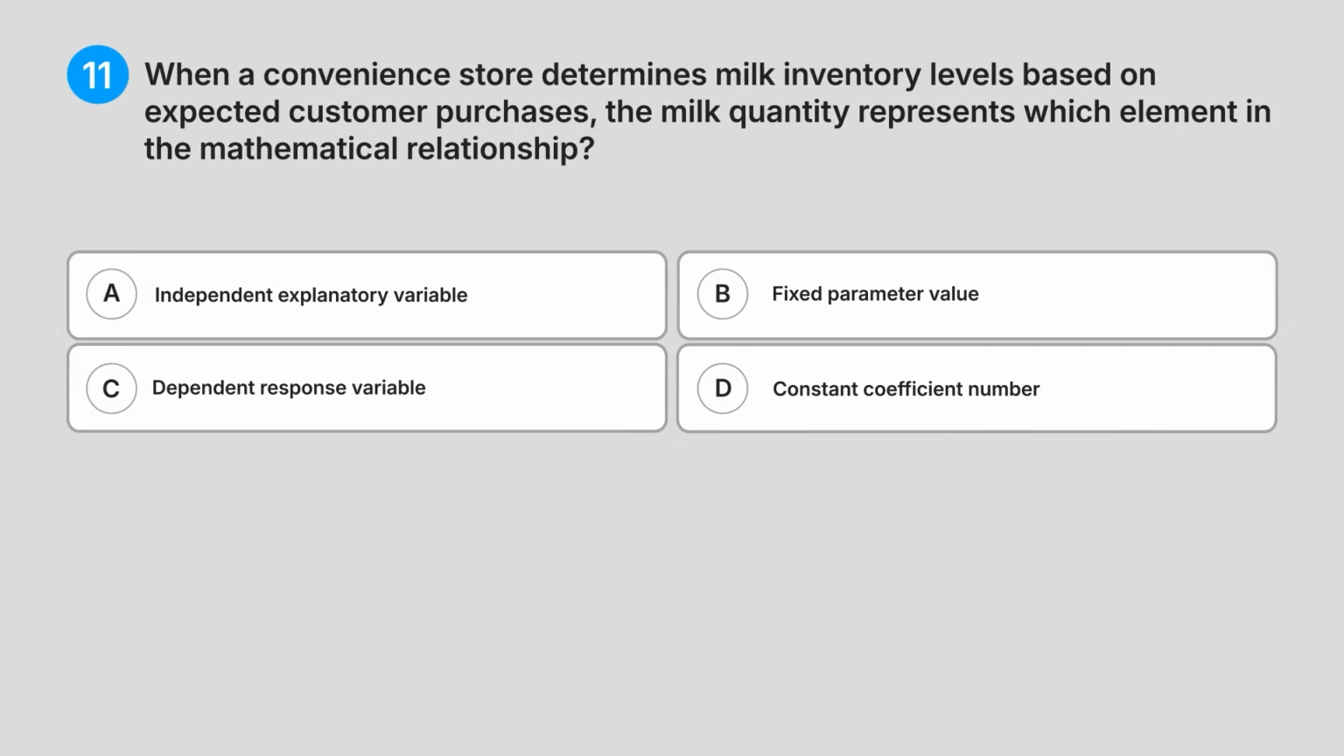11. When a convenience store determines milk inventory levels based on expected customer purchases, the milk quantity represents which element in the mathematical relationship? A. Independent explanatory variable. B. Fixed parameter value. C. Dependent response variable. D. Constant coefficient number.